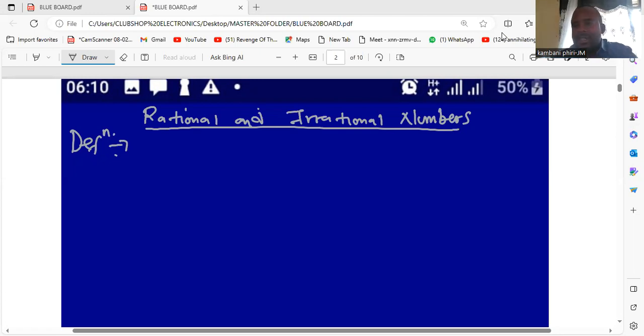So in this presentation, we want to look at one, the definition of rational and irrational numbers. Two, how to express decimal numbers as rational numbers or as fractions. And how to convert the recurring decimals as rationals or as fractions.